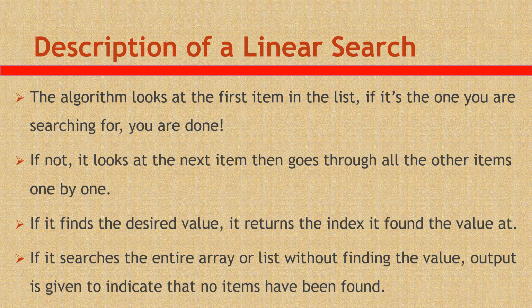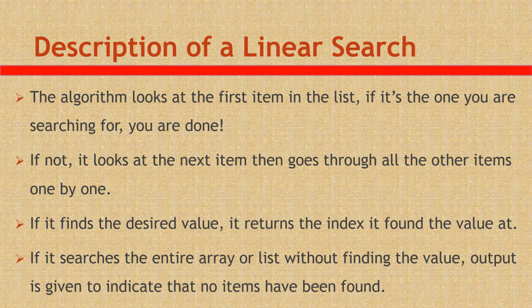Now maybe just to describe what exactly happens when you're doing a linear search. Now your items will be in a sequence, so the algorithm will look at the first item in the list to check if it's the item that you're looking for. If it's the one, then you're done. However, if it's not the one, it will go to the next item on the list, then compares it with the item that you're looking for, and if it's not, then it compares it with the next one until it has gone through all the items one by one. So if it finds the desired value, it returns the index it found the value at.